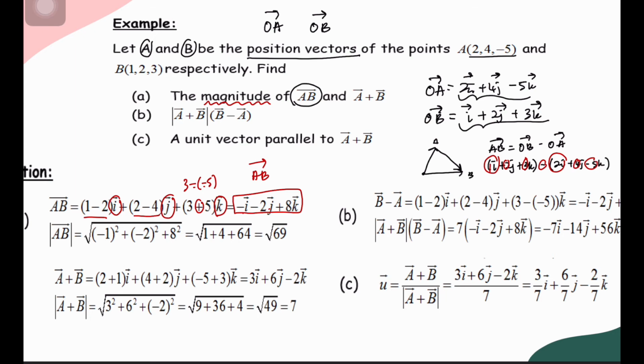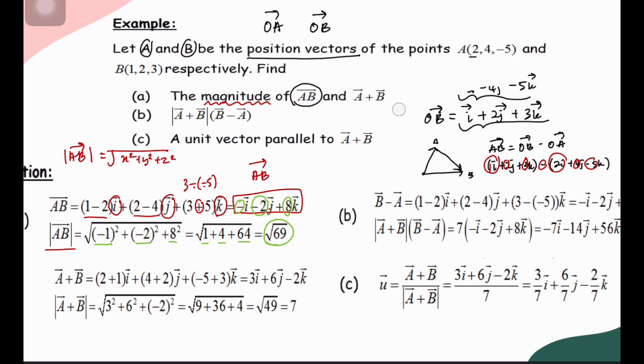You need to find the magnitude of AB. The formula to find the magnitude is the square root of x squared plus y squared plus z squared. So, what is your x? X is negative 1, y is negative 2 and z is 8. So negative 1 squared gives 1, negative 2 squared gives 4 and 8 squared gives 64. In total, it is the square root of 69. So this is the magnitude of AB. Okay, so that is the first one.